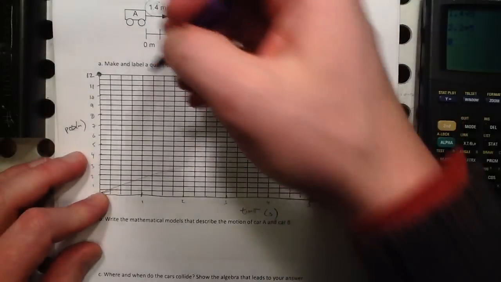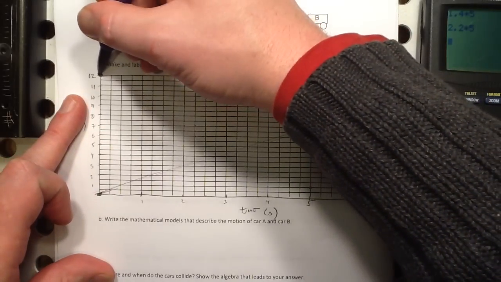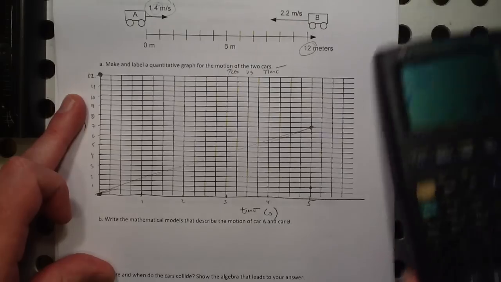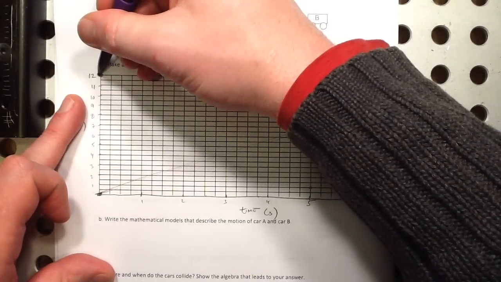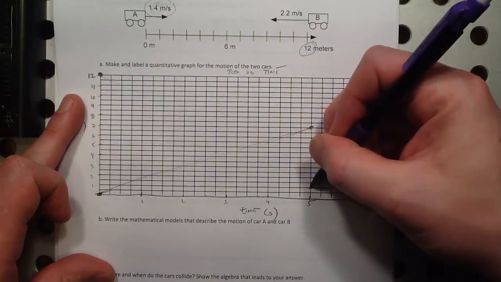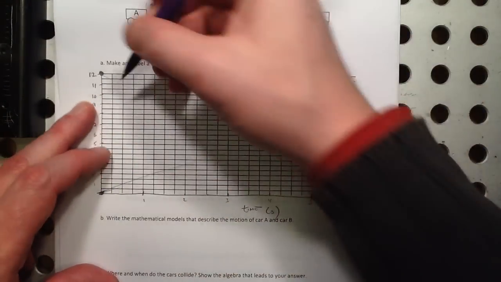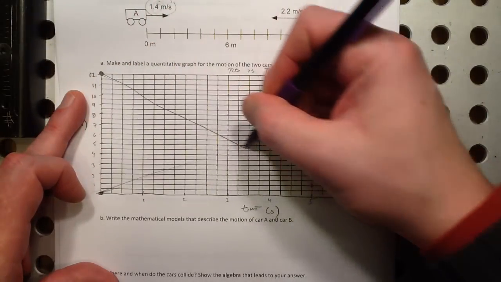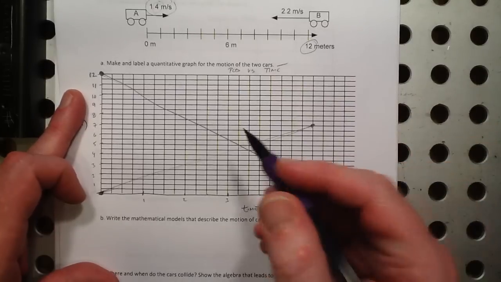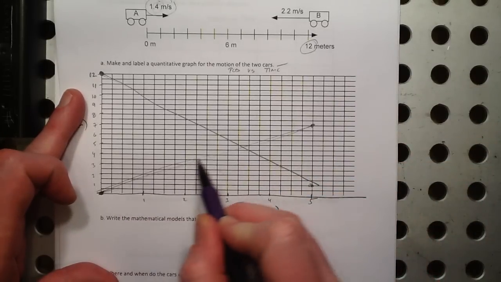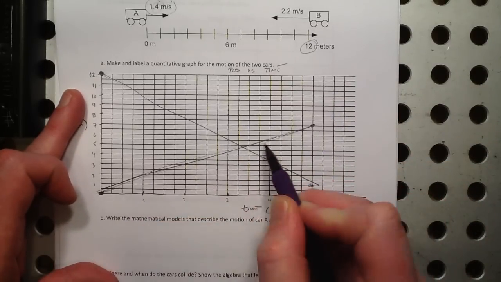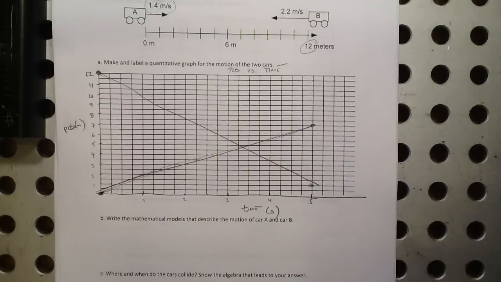And let's see how straight I can get that. Not very straight. So something like that. So they intersect somewhere here, right? Okay, that looks good.